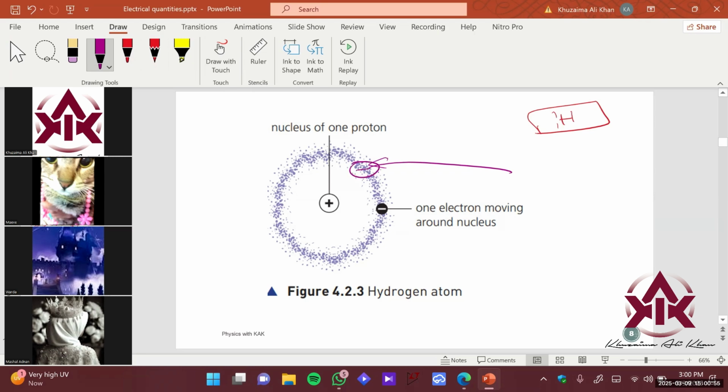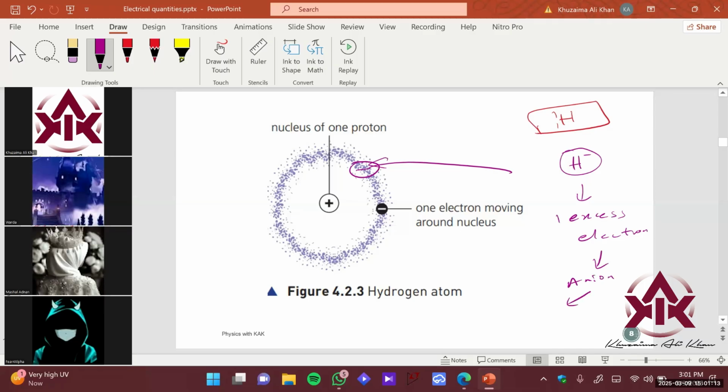By default it should have only one electron, so I can now show this as H negative. H negative means it has one excess electron, which makes it an anion, a negatively charged ion. So this is the way static charges are transferred from one material to another. The thing which loses electrons becomes positively charged, that is a cation, and the thing which gains electrons becomes an anion, that is negatively charged.